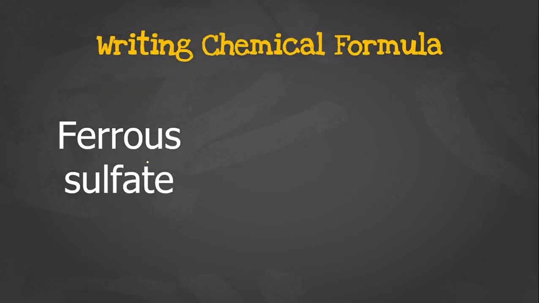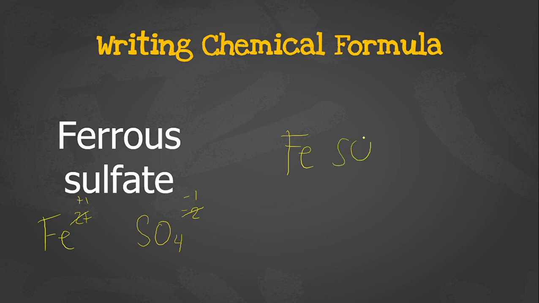Another example, ferrous sulfate. Pag ferrous, ano ba yon? Traditional name ng Fe2 positive. Tapos, ang sulfate naman ay SO4. Ang charge niya ay negative 2. Since pareho silang divisible by 2, i-lowest term na natin sila. So, it's positive 1 and negative 1. So, dahil 1 yan pareho, hindi na natin sila ipapakita dyan. So, it's FeSO4. Okay? Ferrous sulfate. Ito yung gamot ng mga anemic.